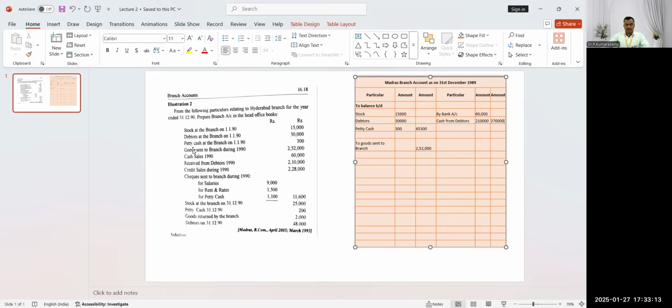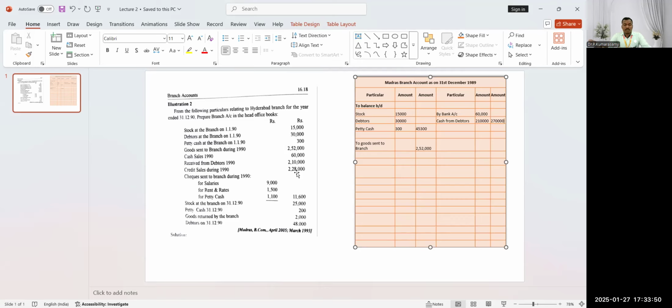So 4, 3, 4, 5 is over. 6 also over. And credit sales during the year 2,28,000. Credit sales will not be taken here. When will you take credit sales? In case there are no details given about cash received from debtors and closing debtors, they have not given anything about debtors' details, opening or closing.